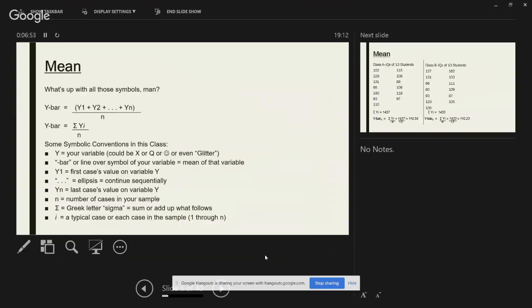So that is how you represent mean. The formula for that is summation of yi divided by n. So basically summation of yi here is the sum of all the values of y.